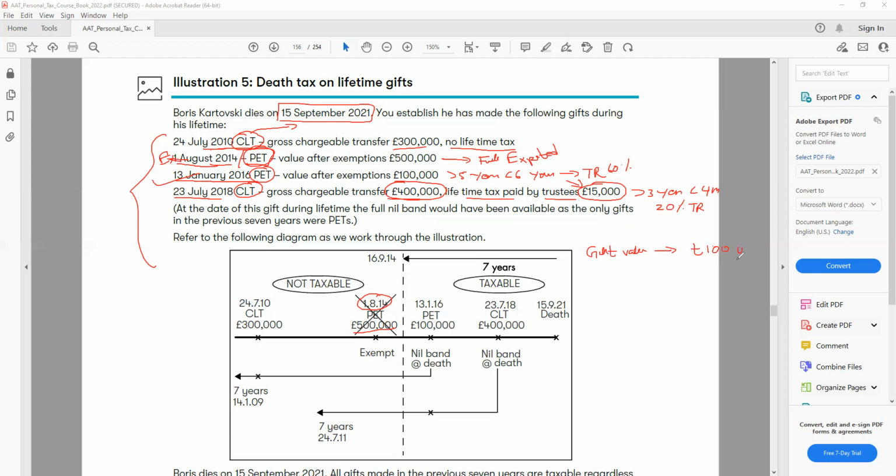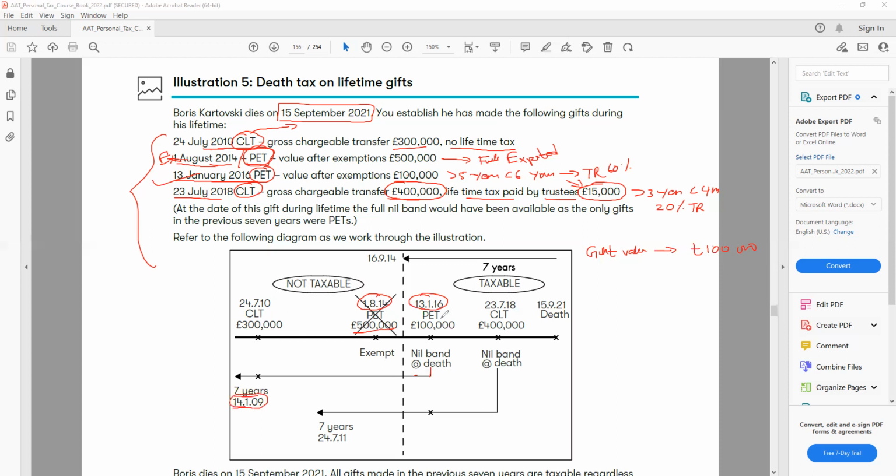Now, from this 100,000, how much tax we need to pay depends on how much nil rate band we have available. So let's have a look. From the gift, we need to look 7 years back. The gift was given on 13th of January, that is 100,000. From 13th of January, we need to go back 7 years. If you go back 7 years, that gives me 14 January 2009.